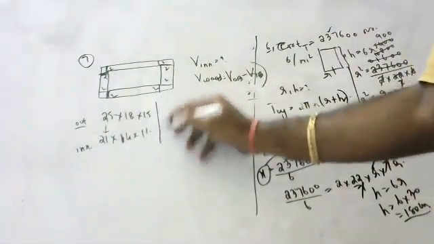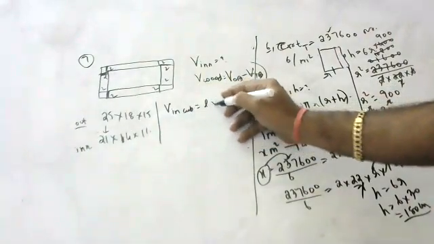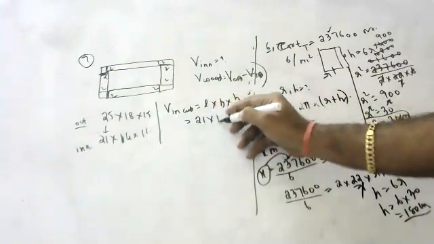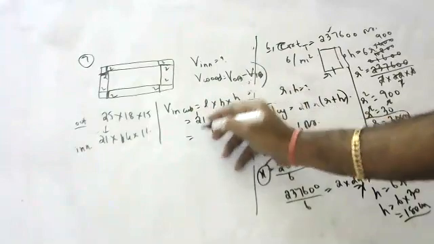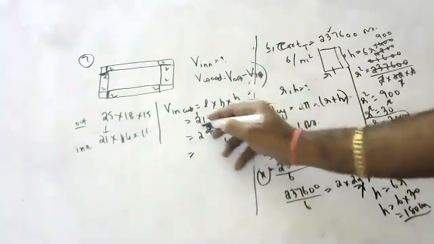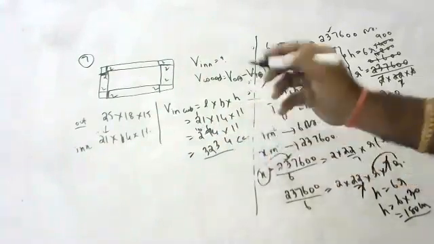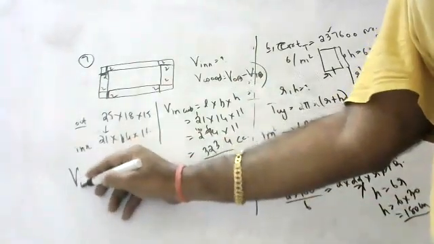Now volume of rice means volume of the inner cuboid. L into B into H, sir. 21 into 14 into 11. 14 ones are 14, 14 twos are 28, that is 294 into 11. 11 fours are 44, 99, 103, 11 twos are 22, 32. 3234 cc is the volume of the inner box. Now volume of wood.